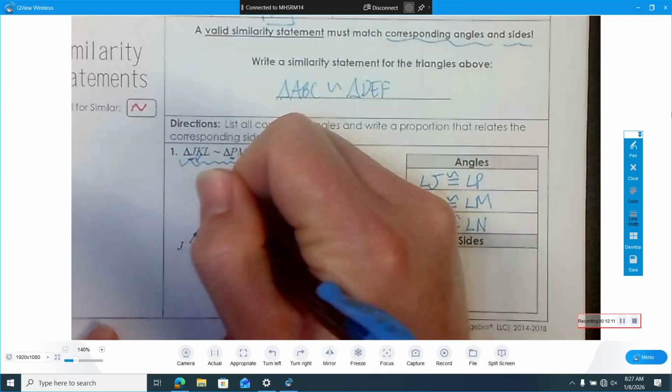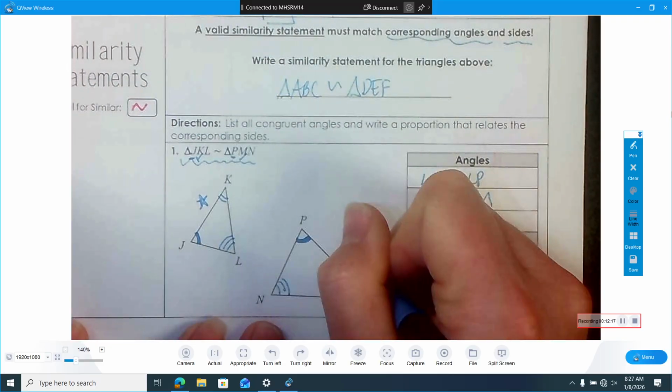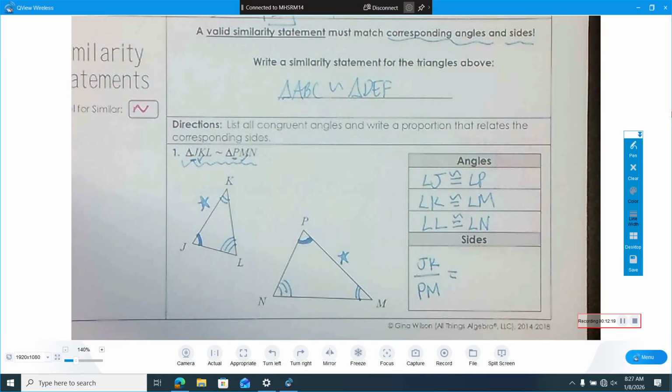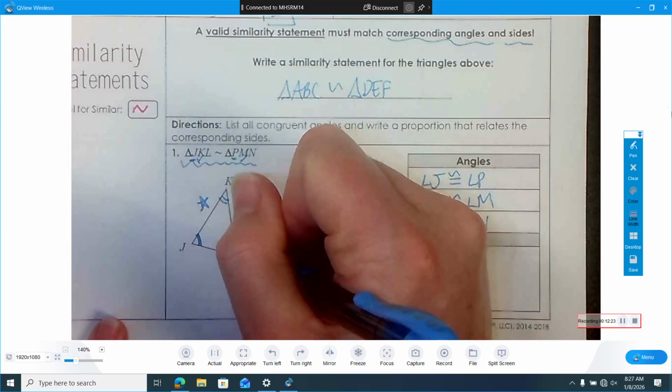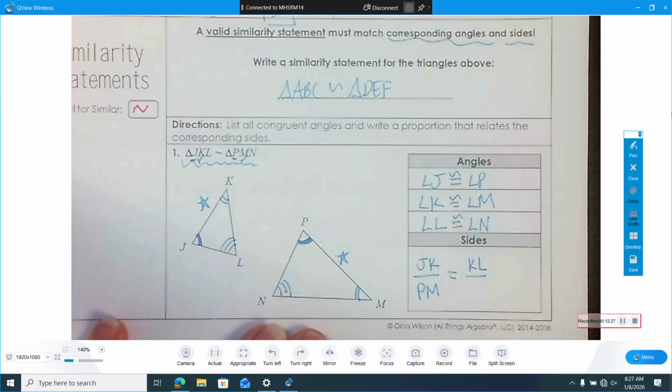JK is proportional to PM, and that doesn't mean that they're congruent, so I can't mark them as congruent. I'm going to put little stars to just say that those are proportional. Let's see. KL is going to be proportional to... Nope. MN.